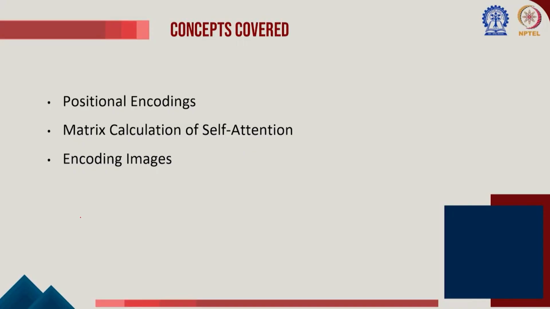So we'll talk about one missing link that we have not talked about in the encoder, that is the positional encodings. We'll briefly discuss the matrix calculation of the self-attention part, and then we will also say how this method is very generic and can be applied to other modalities also. So we will see briefly how you can use this transformer architecture to also encode images.